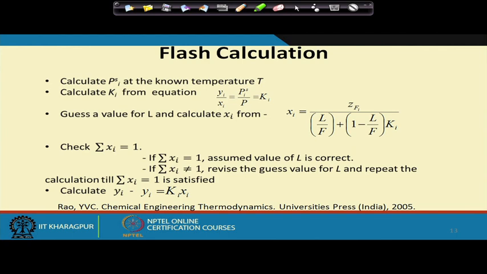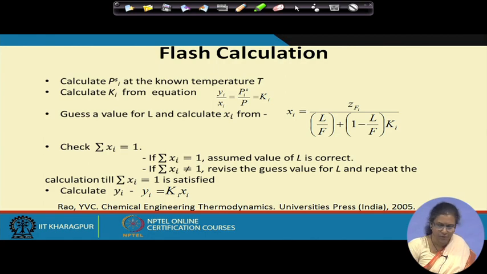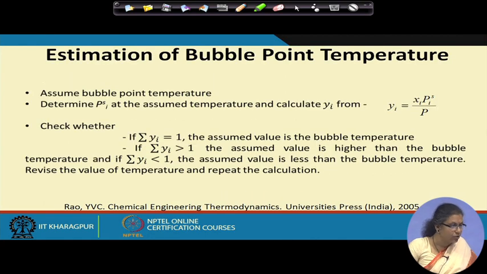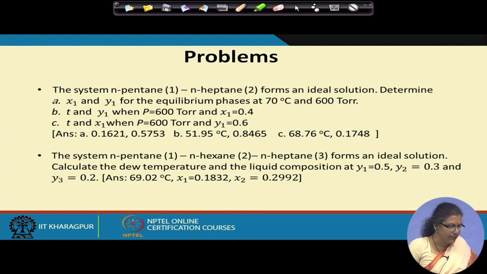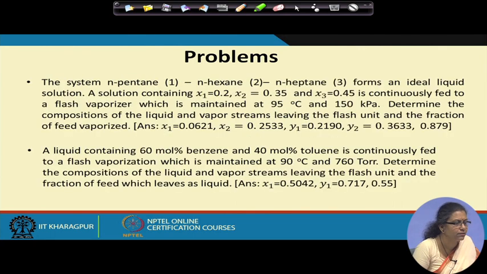So, accordingly we can perform these calculations, and we can perform a few flash calculations in this way. There are a few problems given at the end of the assignment. I guess there is one problem of pentane, hexane and heptane. This is the problem. In this problem, suppose we find that these three form an ideal condition.